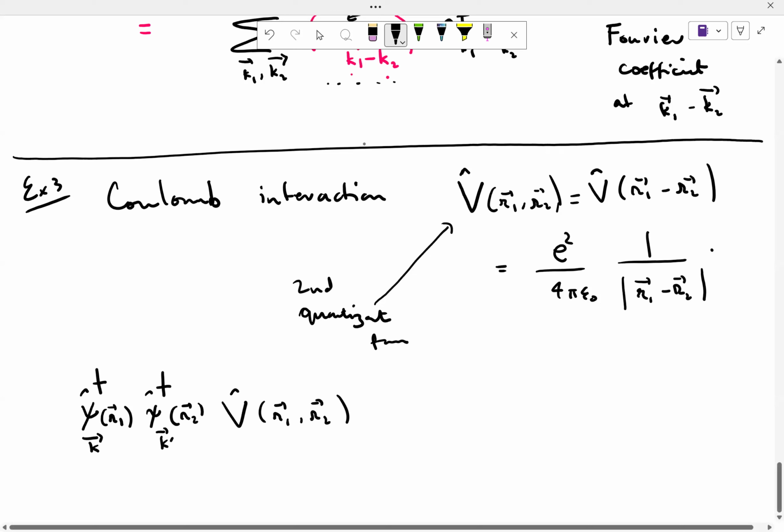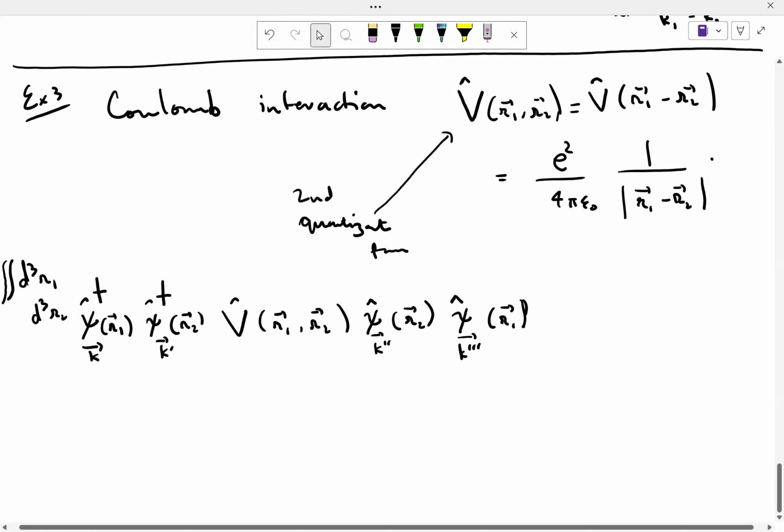Okay, and then on the other side, I have psi at R2, some other momentum K double prime. Then I have psi at R1, K triple prime. And then I need to integrate all of this with respect to R1 and R2. This is the second quantization form for the Coulombic operator, the Coulombic interaction between two particles.